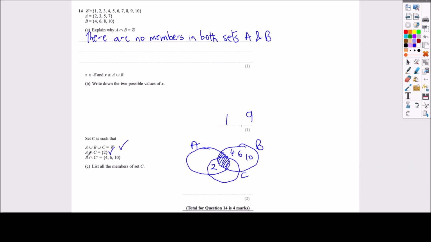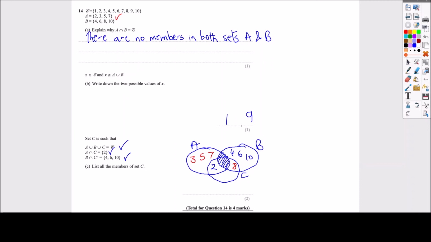Okay, they are both in B and also not in C. Now let's go and fill in the other bits and pieces. Going back to the starting point, A is 2, 3, 5, and 7. Well, there's the 2, so the 3, 5, and 7 must go there. Now B has got 4, 6, 8, and 10. So that 8 must go there.